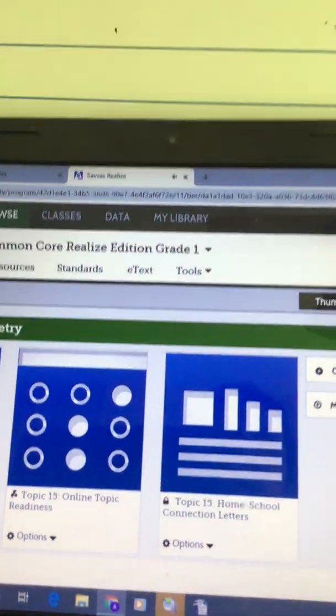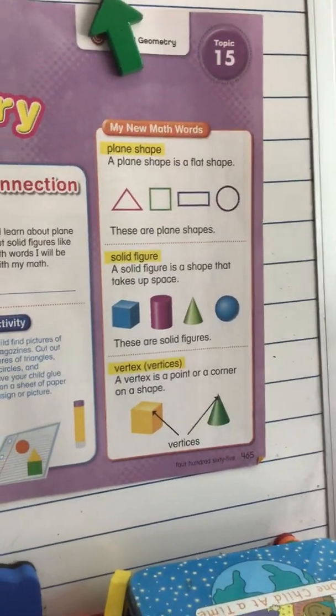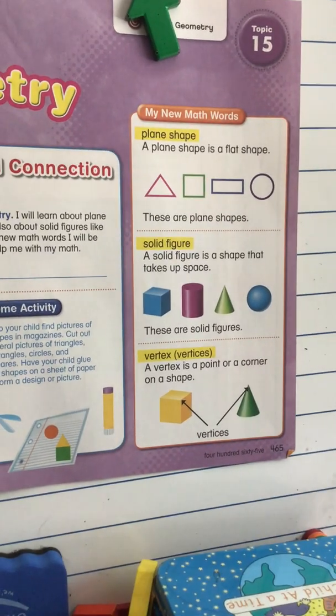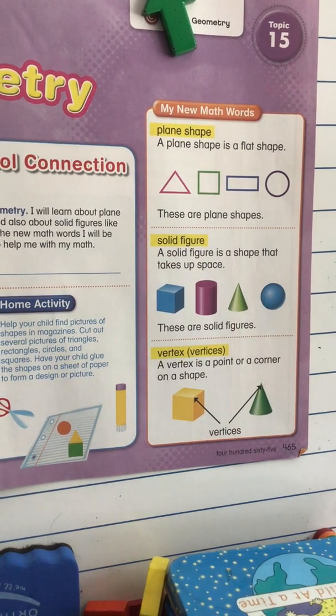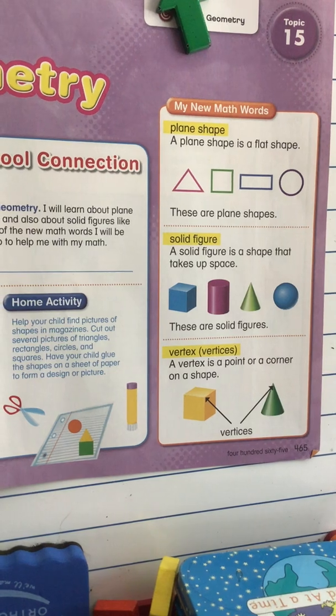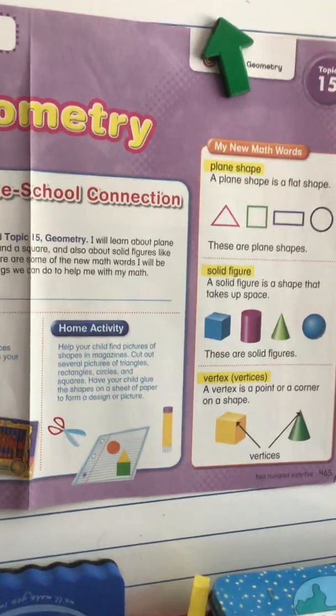Okay, so I do want you to look at this paper right here. It tells your parents in the middle what we're going to be working on. On this side, it goes over some of the words we talked about. A plane shape is a flat shape. A solid figure is a shape that takes up space, so that's something you can hold in your hand or touch. A vertex or vertices are the points or corners on a shape.